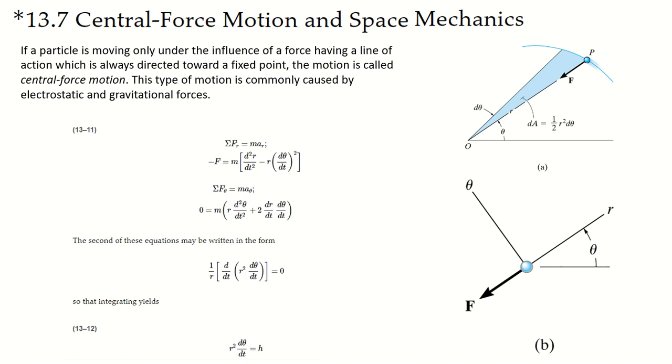So 13.7 is your central force motion and space mechanics, the same thing. If you have time, you can read it. If you don't have time, don't read it. It's just telling you, if your particle is moving under the influence of a force, there's a force right here, and you have a line of action, and that line of action is always pointing toward a fixed point. At that time, we're going to call that a central force motion.